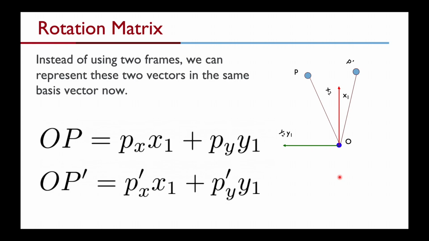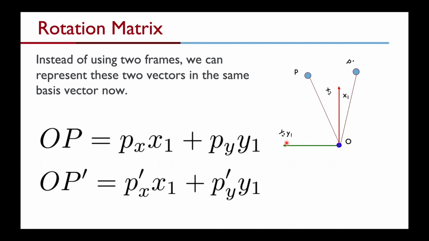And so then I use this information that instead of using two frames, we can represent them in terms of the same basis vector. Why the same basis vector? Because we have aligned both our coordinate frames together. So my frame 2, remember, was rotated counterclockwise by some measurement theta, but I know how to transform x2 and y2 in terms of x1 and y1.